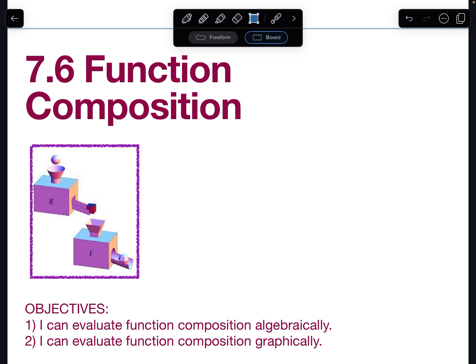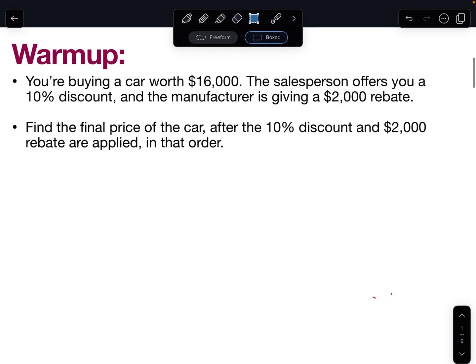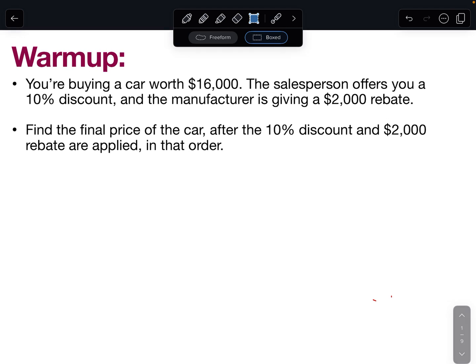We have two objectives for this lesson today. We are going to learn what composition is, and we are going to evaluate function composition algebraically, and then also graphically as well. We're going to practice the mechanics of that, but first let's talk about a situation where composition might actually show up, out there in the real world.